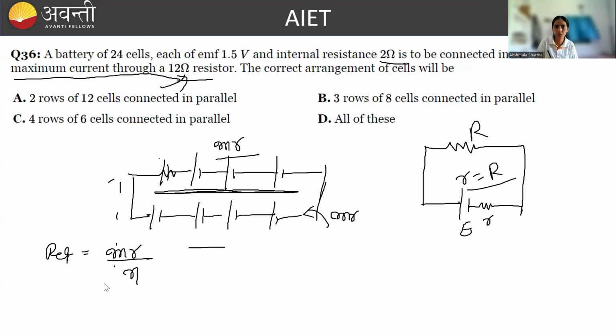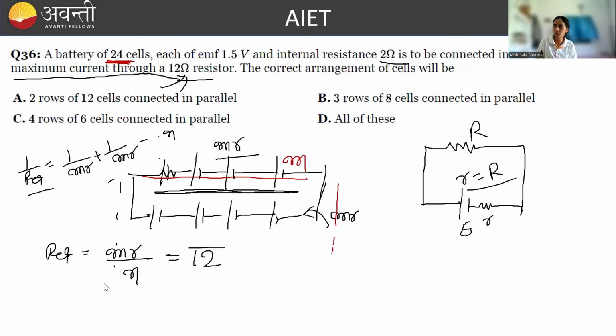So it will become what? Mr by N, because what you will write here: 1 by R equivalent is 1 by Mr plus 1 by Mr up to N. So this will become N by Mr. So R equivalent will become Mr by N. And this should be equal to how much? This should be equal to 12. Another thing, total how many cells are there? Total 24 cells are there. So here there are M cells and such N rows are there.